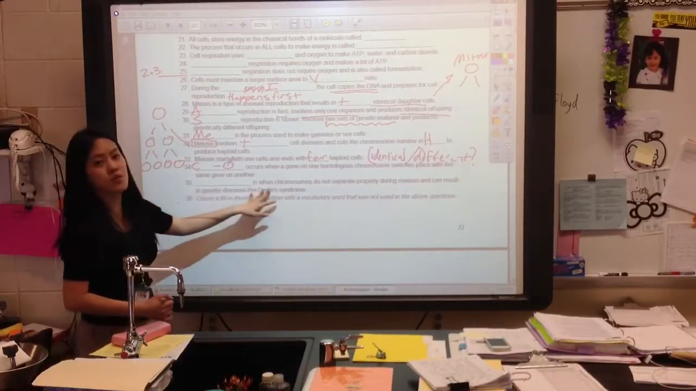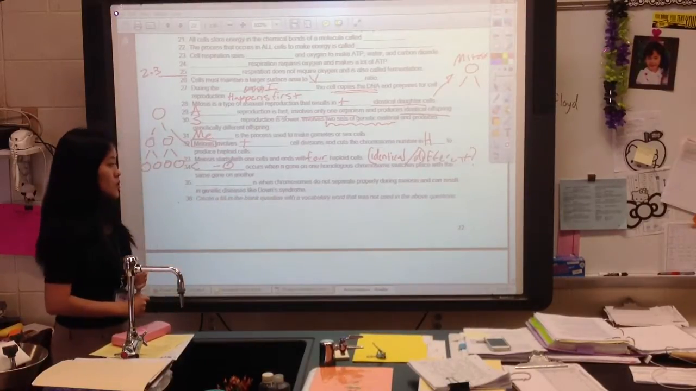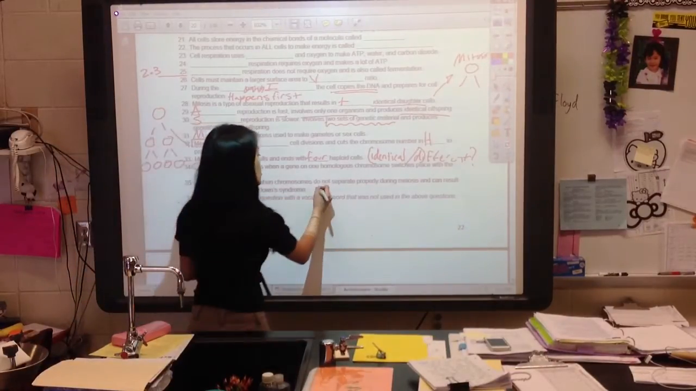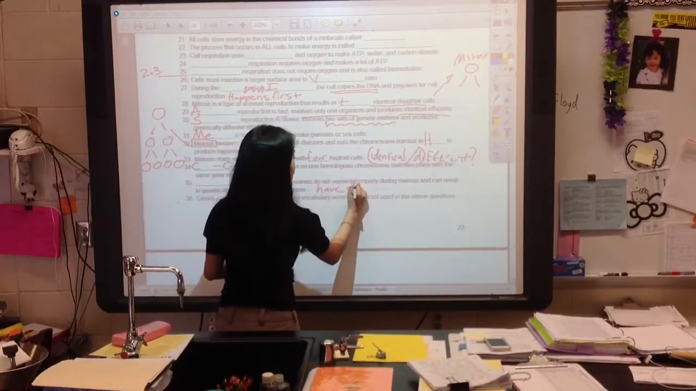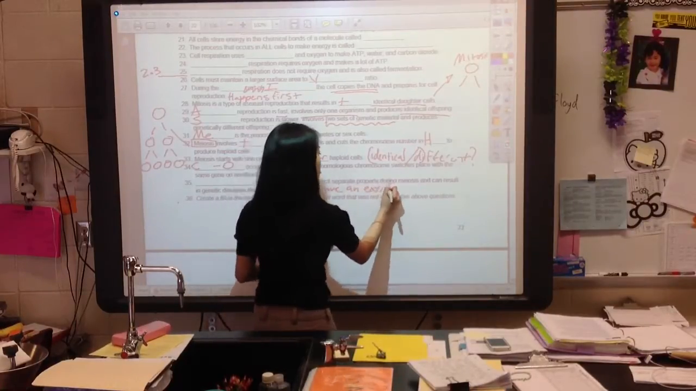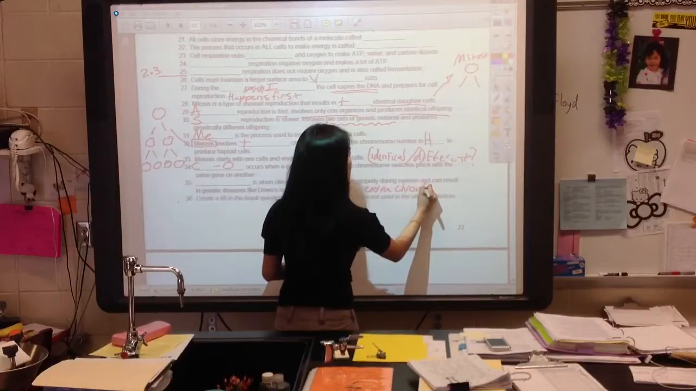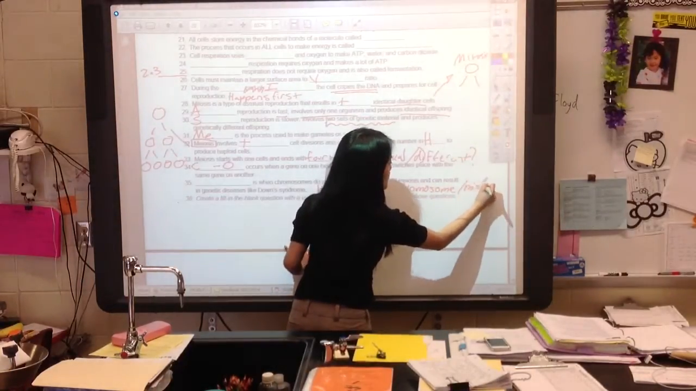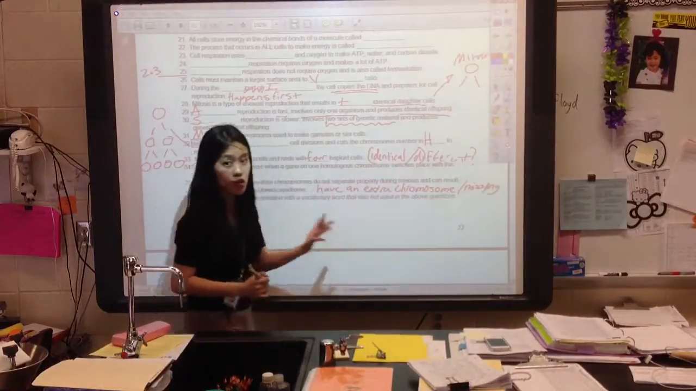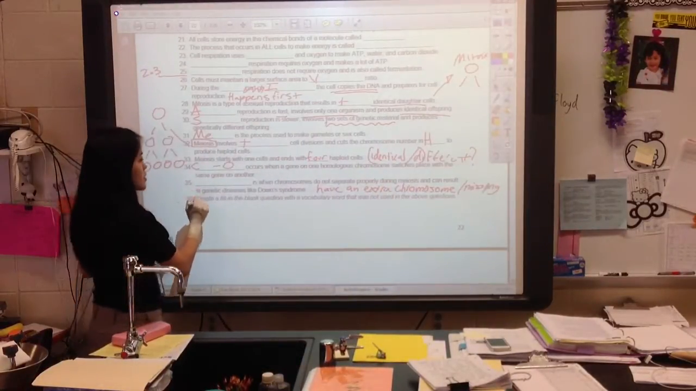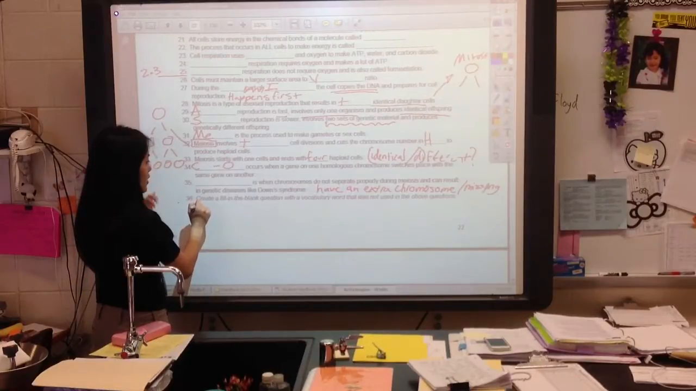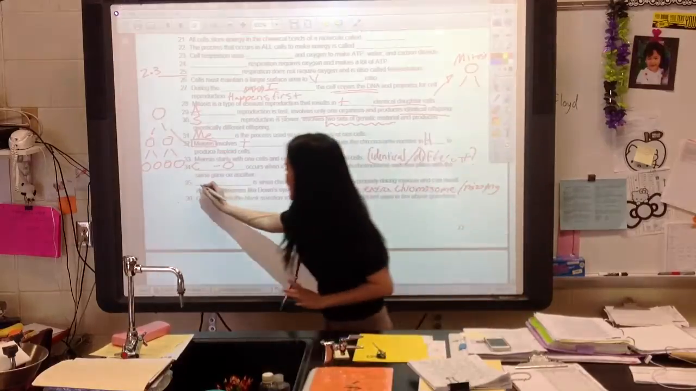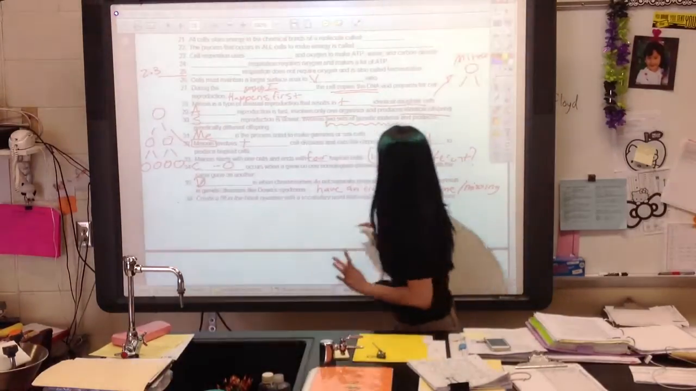35. Blank is when chromosomes do not separate properly during meiosis and can result in genetic diseases like Down syndrome. This usually means you have an extra chromosome or you're missing a chromosome. Okay, you have too much or too few. And this is going to start with a D. Had a little brain fart.